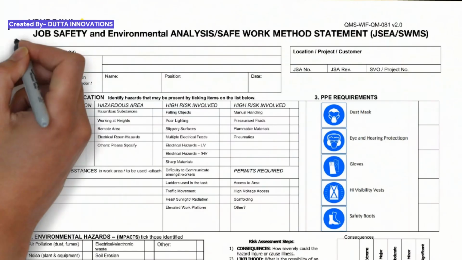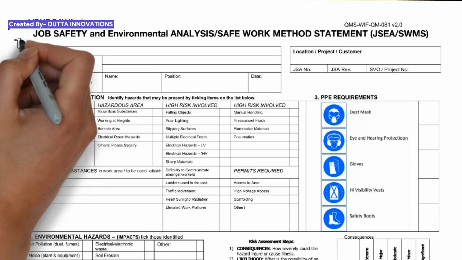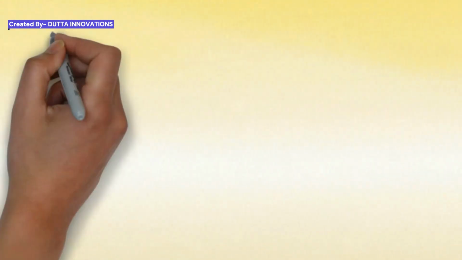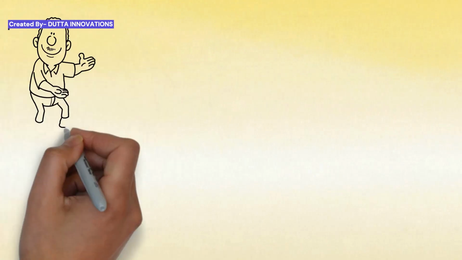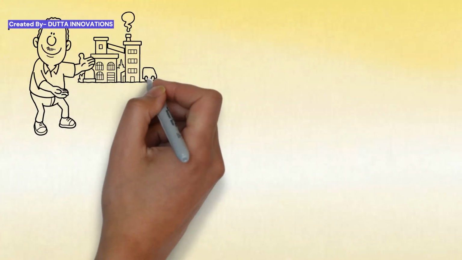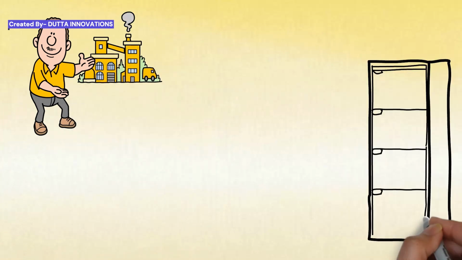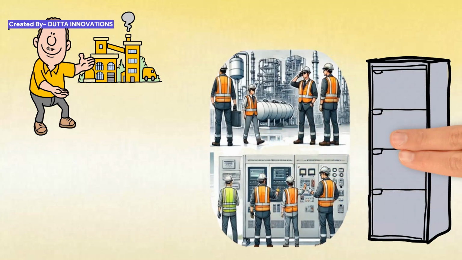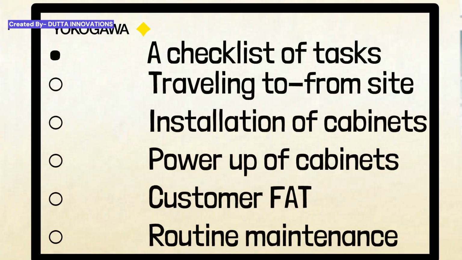The first section of the template involves identifying the activities or tasks involved in your job. Think of the tasks as individual components of your work, arranged in the order in which they need to be completed. For those in engineering roles, examples might include tasks like traveling to a site, installing control systems, conducting customer factory acceptance testing, FAT, and more.